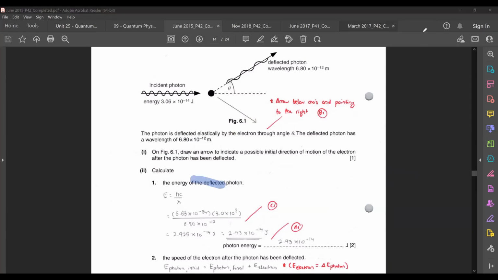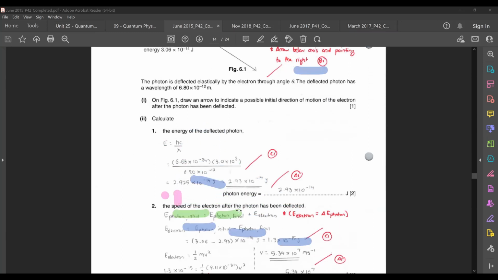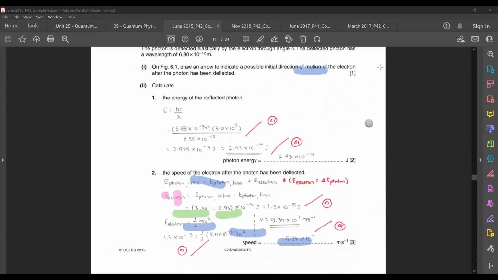You again just use E equals to hc over lambda. Just sum in your relevant values for your Planck constant, for your speed of light, divide by your wavelength. The wavelength that you use is this wavelength at the top here. Eventually, you get your answer as 2.93 times 10 power minus 14 joules. Okay, so this one is pretty straightforward.